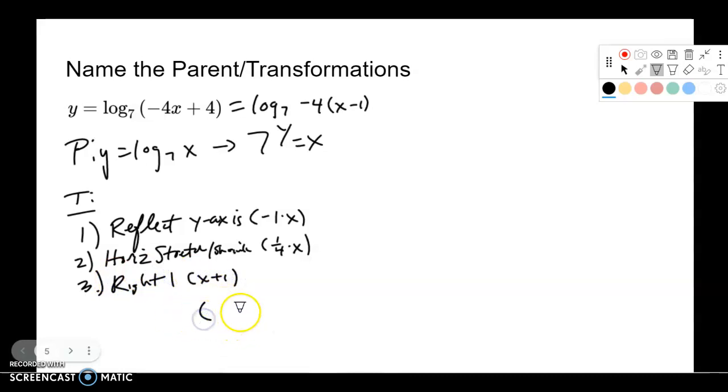So if you were going to transform these points, you would have to take the x's, multiply them by negative 1/4, and then add 1 to them. The y's would stay the same. Okay, so those are some examples of some parent graphs with some transformations.